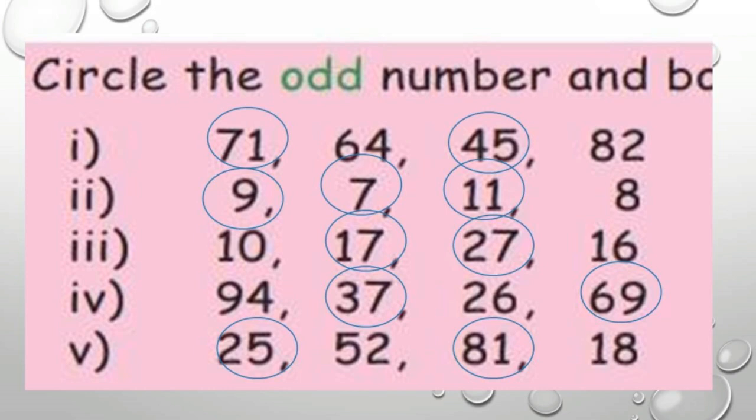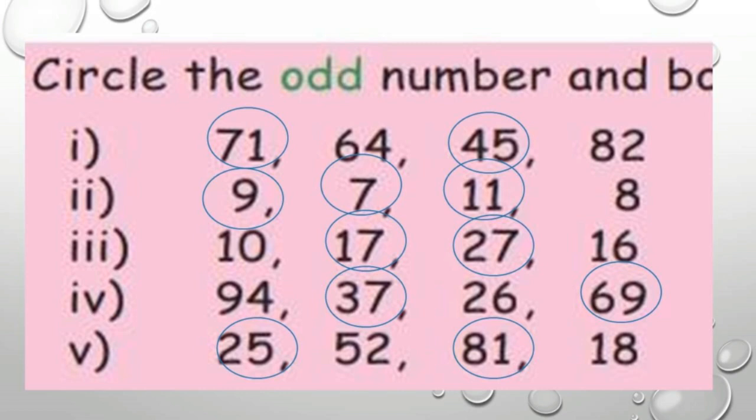The second one: 9, 7, 11, 8. So we know that 1, 3, 5, 7, 9 are odd digits. So 9, 7 and 11 are odd numbers. You have to circle the odd numbers.